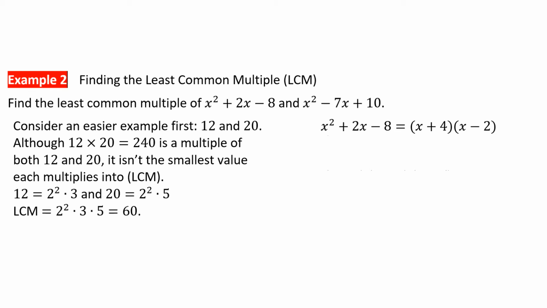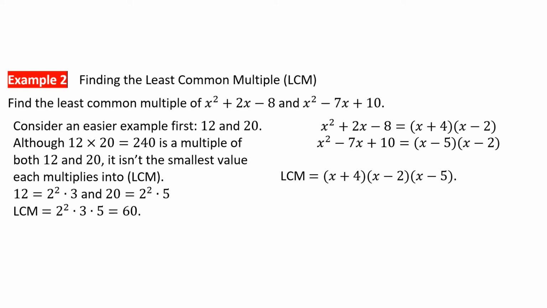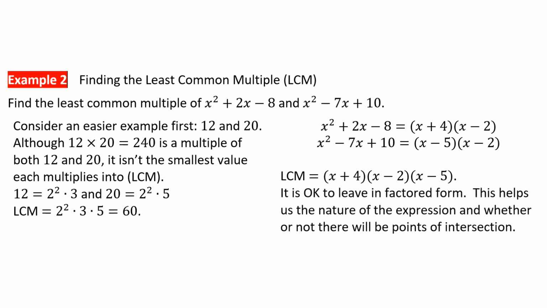And also, our second trinomial can factor into x minus 5 and x minus 2. So, similar to the example over on the left, we need all three of those binomial expressions: x plus 4, x minus 2, and x minus 5. That's the least common multiple of those two trinomials. And by the way, it's okay to leave it in factored form.